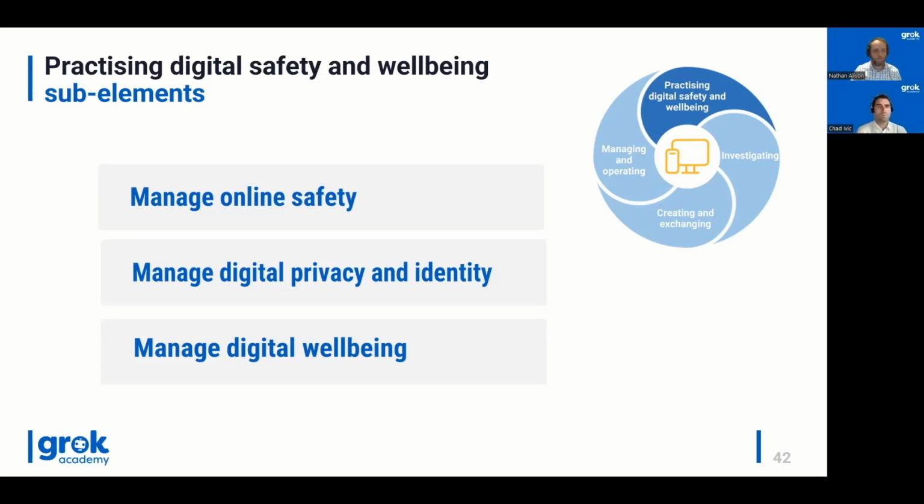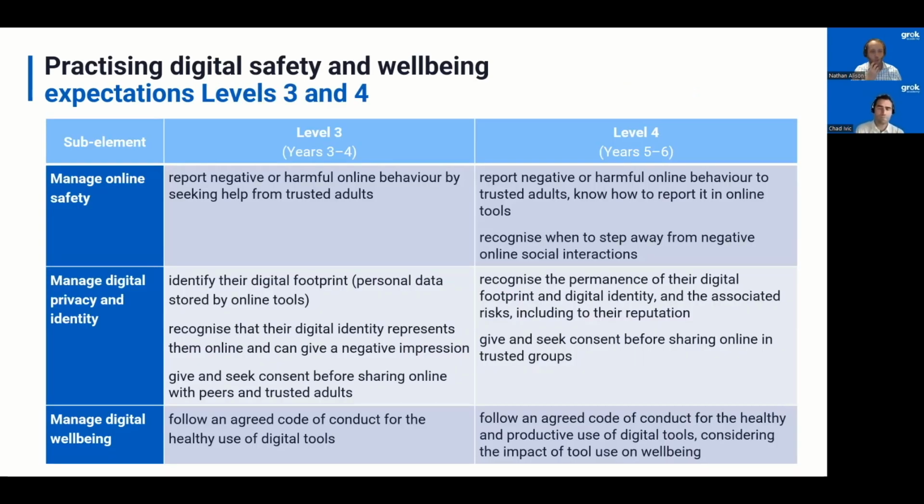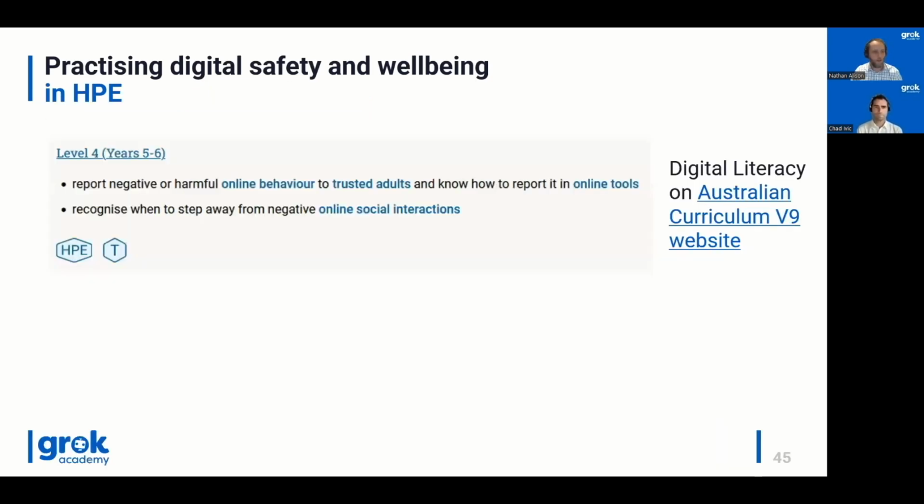So moving on to our final element that we're going to look at, which is practicing digital safety and wellbeing. Again, there's 3 sub-elements: manage online safety, manage digital privacy and identity, and manage digital well-being. So we have our table again with the 3 sub-elements on the left and the 2 levels, 3 and 4. We're going to focus in on managing digital well-being, the healthy use of digital tools and well-being. And so we've got another example where if you went to the website, you would come up with this from the level 4. Here's our expectation: reporting negative or harmful online behavior to trusted adults and recognizing when to step away from negative online interactions.